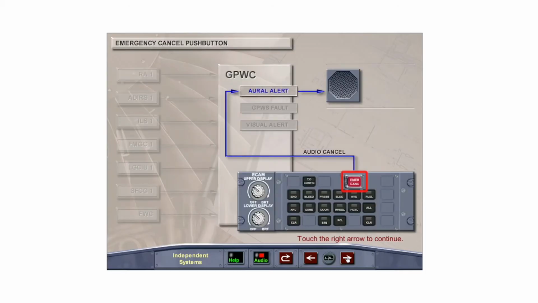During a GPWS warning, the audio alert may be canceled by pressing the emergency cancel push button on the ECAM control panel.